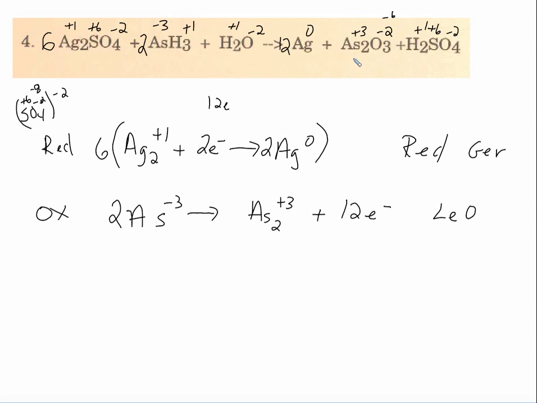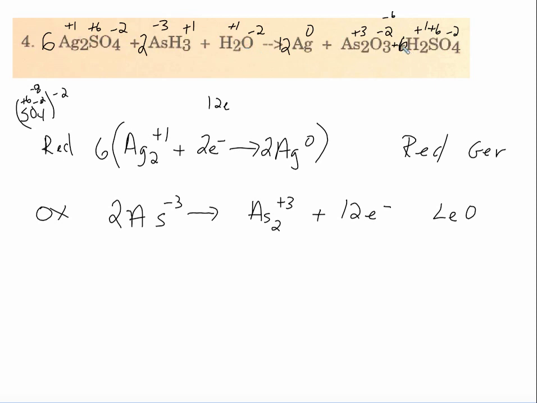Okay, this says I need 2 of those right there, and it's already 2 over there. Now, here's the thing. I have 6 SO4s here, so I'm going to need 6 SO4s over here. So I'm going to put a 6 there. There's supposed to be a plus sign there. Okay? So 6 SO4s there.